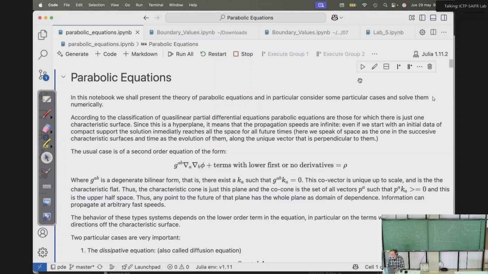So I'm going to start with something that I left over in parabolic equations, and then Pablo is going to continue. And I'm going to present also the lab for parabolics, and then Pablo is going to continue with shock waves.